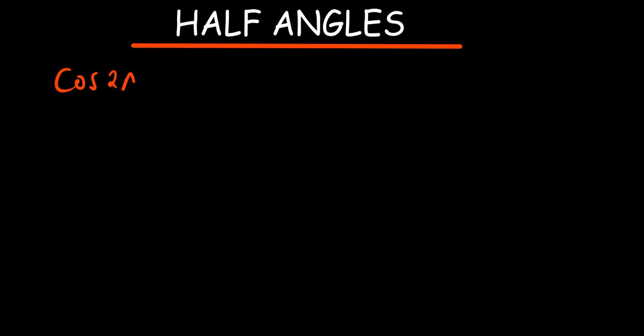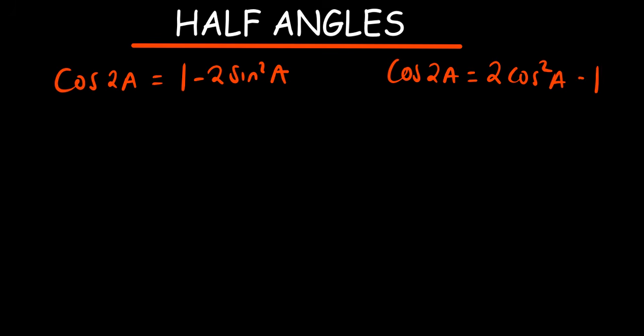We had cos 2a equals 1 minus 2 sine squared a. Then you have cos 2a equals 2 cos squared a minus 1. These are the two double angle formulas that we just found. But now, with double angles, we're saying, for example, cos 2a, you've doubled a. But what if you want to half a? Okay, that's what it means.